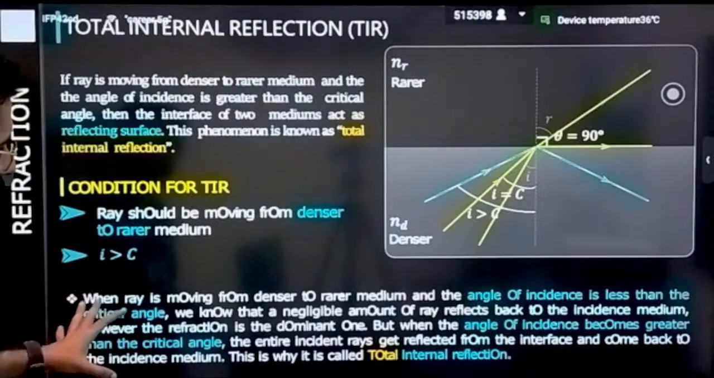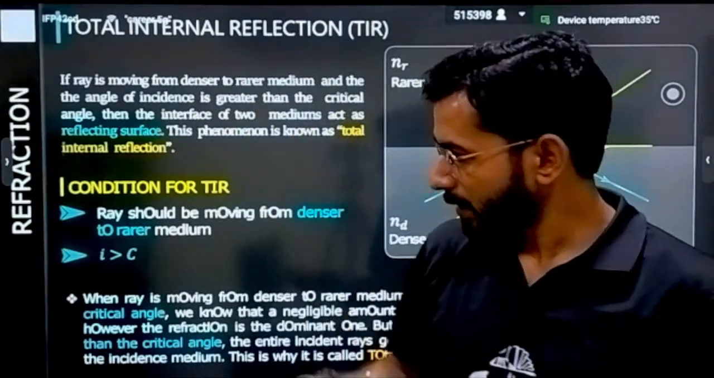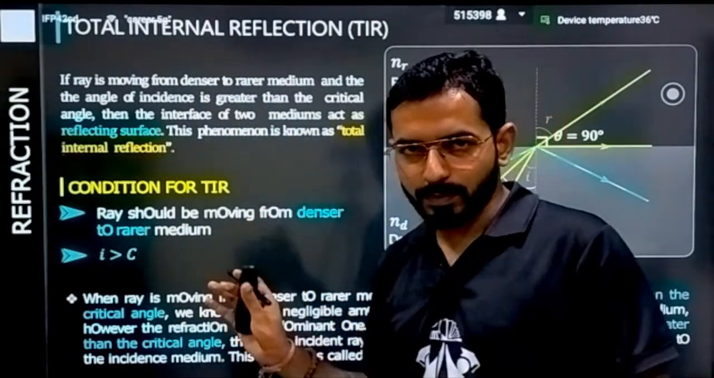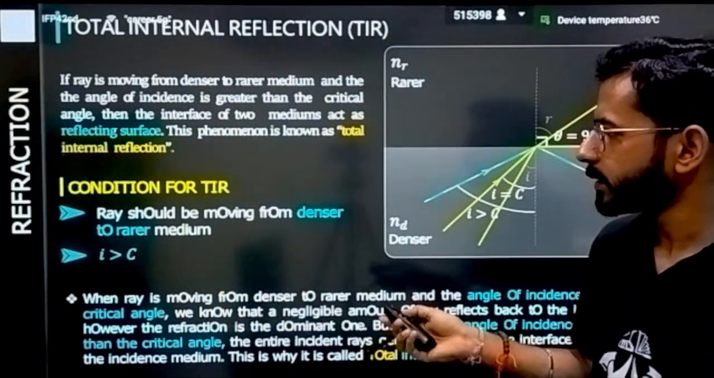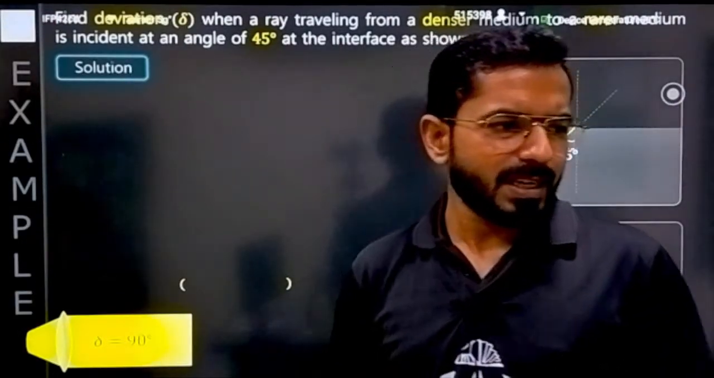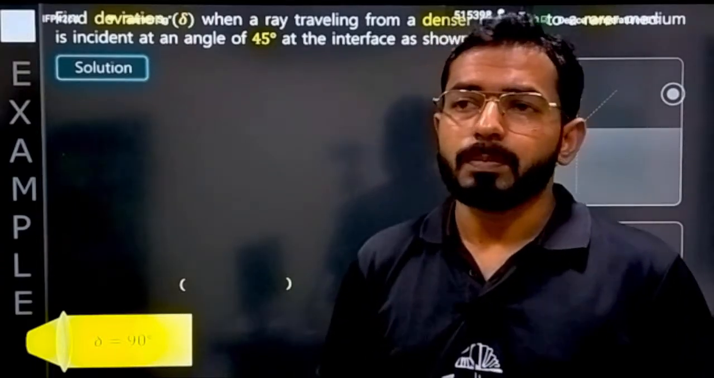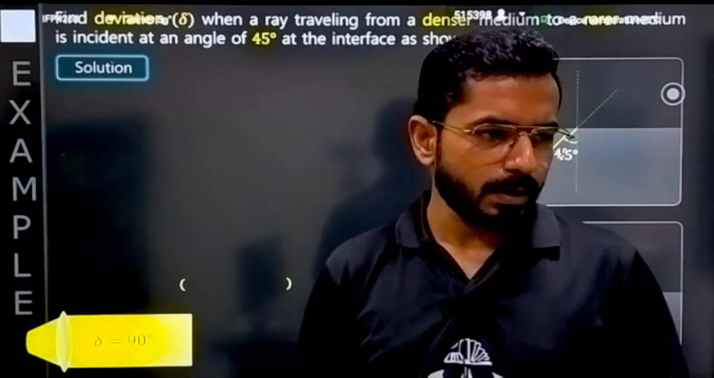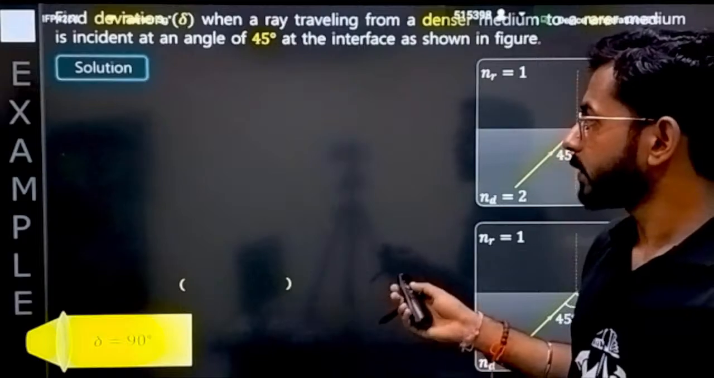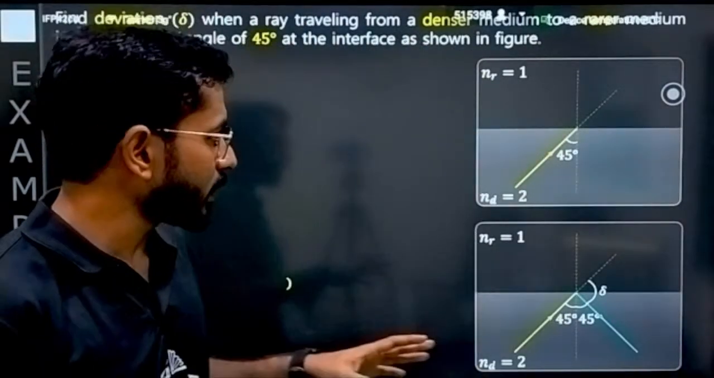The complete theory is also available for you, so that you can read it out for your board exam. If you write this much, with the diagram and everything, you will get the complete marks. Lots of applications are also given for TIR in the NCERT. Optical fiber is a very important application. Mirage formation and all these applications are available in your notebooks and NCERT textbook, so you can read them from there.